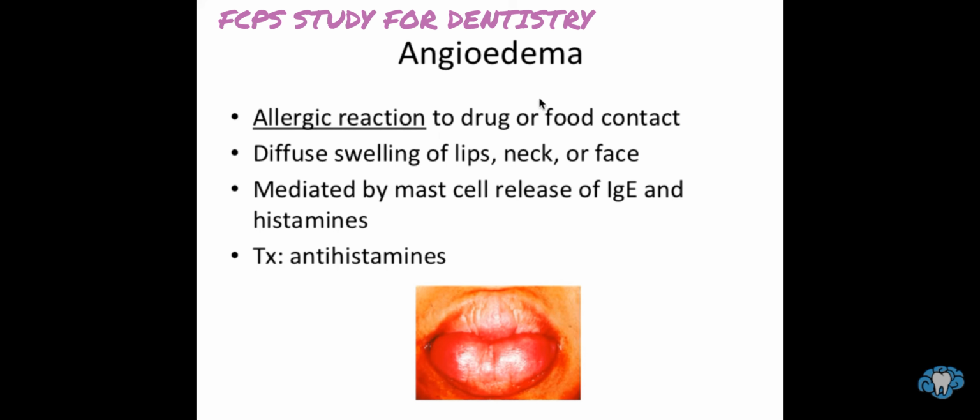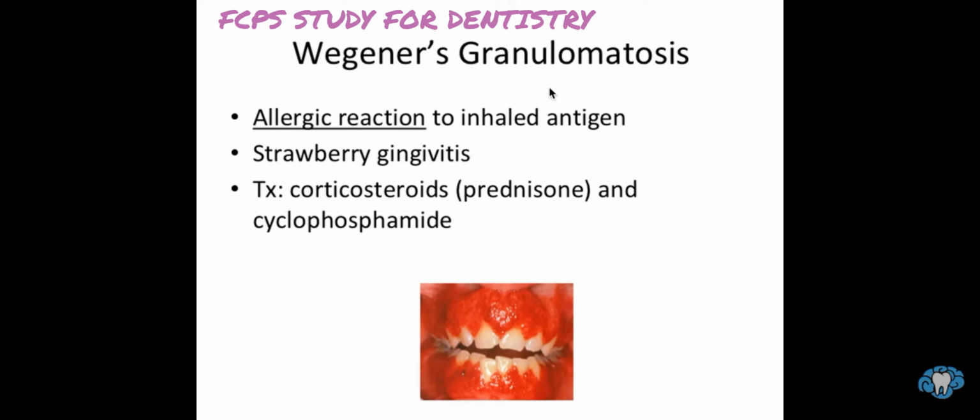Next we have Wegener's granulomatosis, which again, like angioedema, is an allergic reaction, but this time to an inhaled antigen, not direct contact. The most characteristic oral manifestation of this is called strawberry gingivitis, and you can see it in this picture. Sort of looks, I guess, like a strawberry where it's a little bit stippled with this bright red appearance, almost like seeds are in there. So that's strawberry gingivitis. Treatment, again, we're going back to corticosteroids and cyclophosphamide.